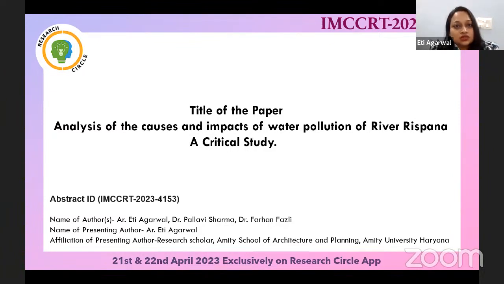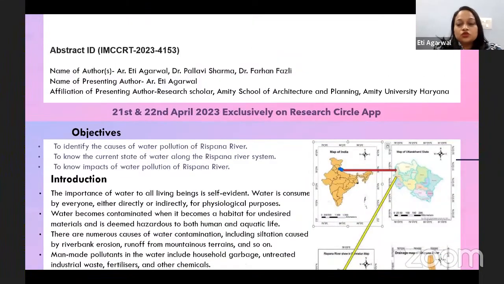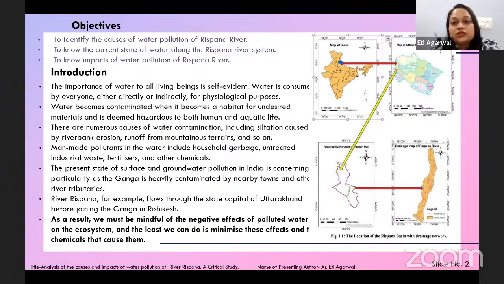So basically, I'm a research scholar currently at Amity School of Architecture and Planning, and this is my final year of thesis doing the full-time PhD in planning. So this is my paper here. What I'm doing is trying to find out the major causes that are causing the pollution to River Rispana.